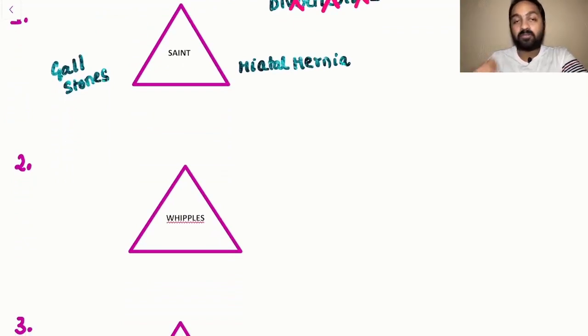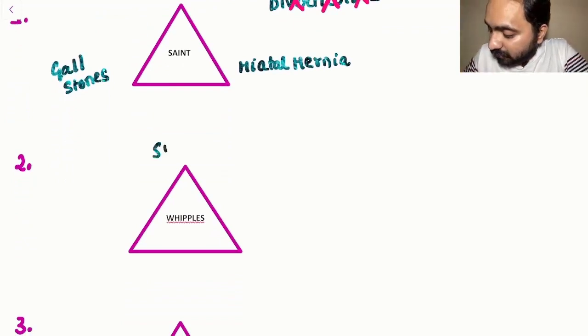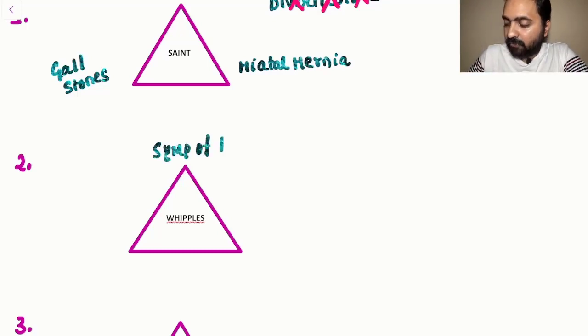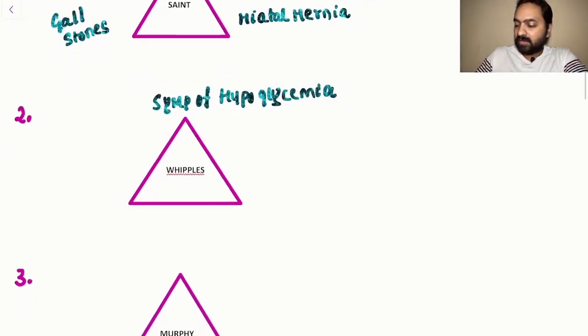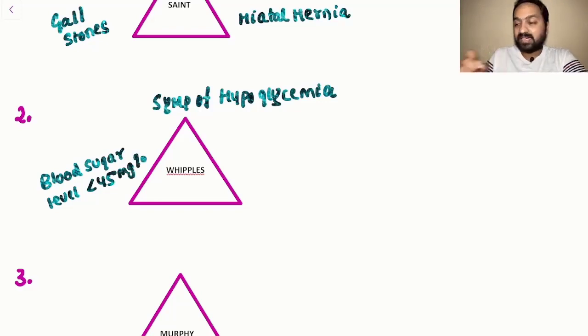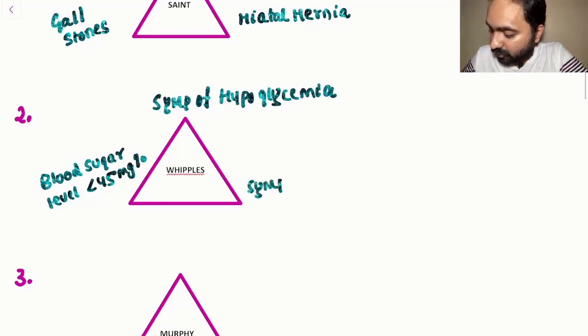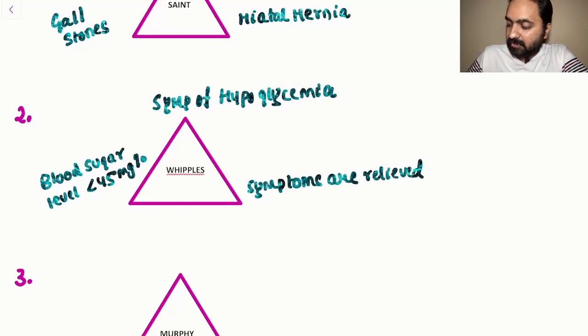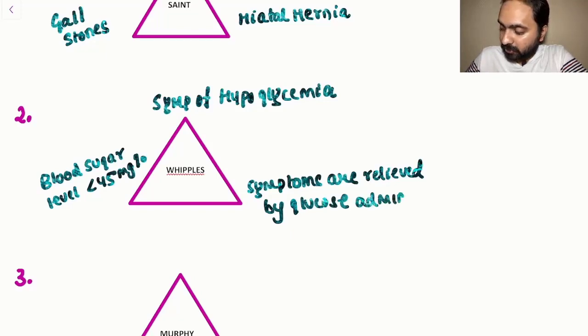So let's move on to the next triad, which is Whipple's triad. What are the components of Whipple's triad? It is symptoms of hypoglycemia, then a blood sugar level which is less than 45 mg%, and the symptoms are relieved by glucose administration.